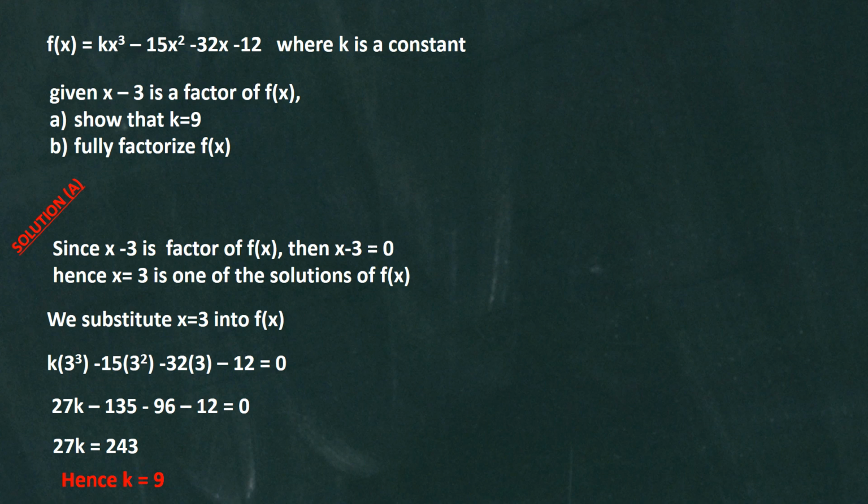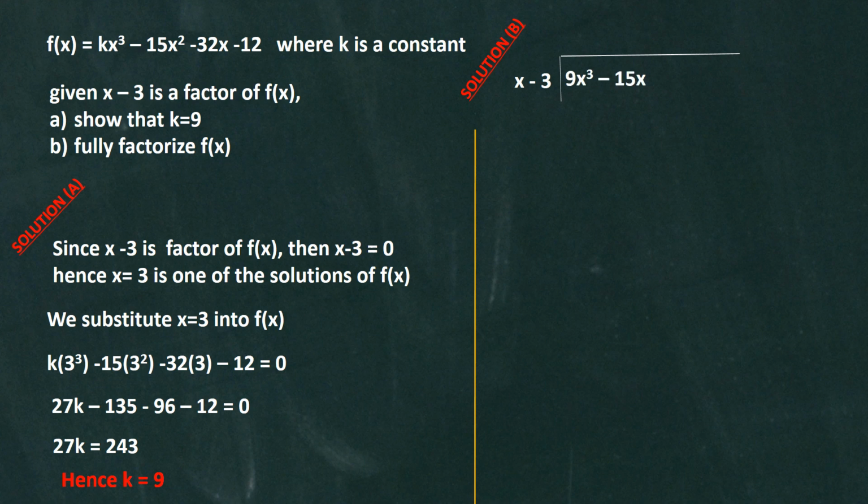Now let us move to part B, in which we were required to factorize the function f(x). To do that, we're going to do polynomial division. You may look out for one of our videos in which we showed examples of how to do polynomial division using long division. And so we put our x minus 3, one of the factors, outside the long division sign, and put our new f(x) because we know the value of k, and that now becomes 9x power 3 minus 15x squared minus 32x minus 12.